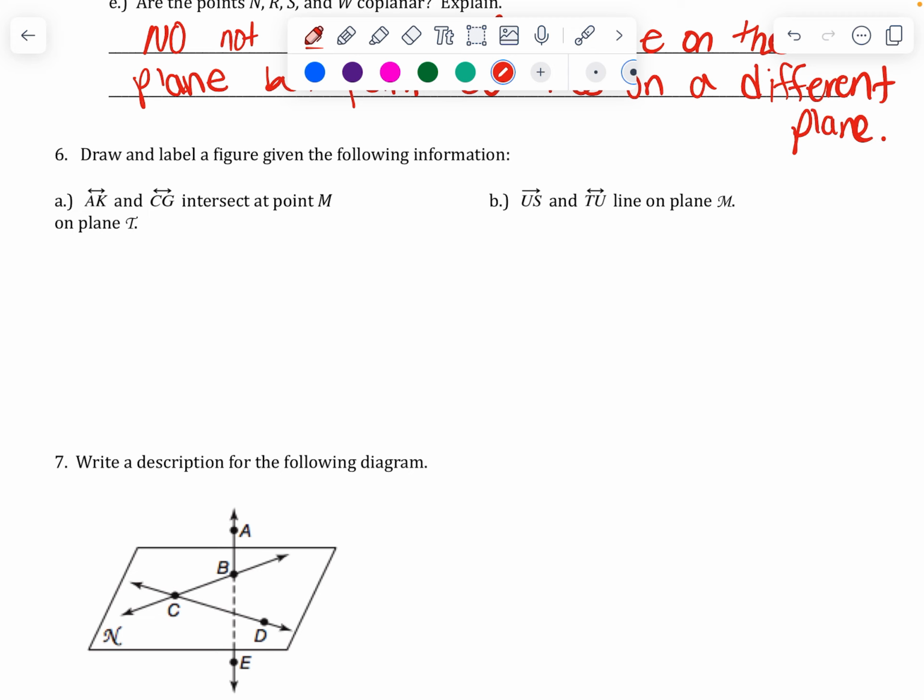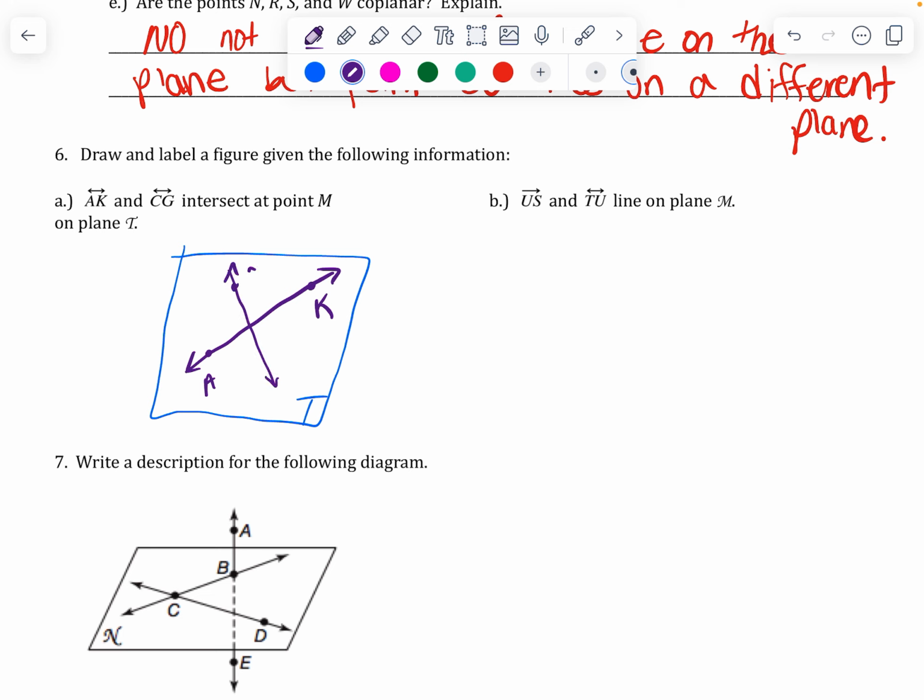AK and CJ intersect at point M on plane T. Okay, so let's draw a plane T to start. I'm going to label that with a capital letter in the corner. And then we have line AK, so we'll go AK. And then we have line CG and they intersect at point M. So we got line CG, and then where they intersect right here would be point M. And they're on plane T, so we use that capital T to start.